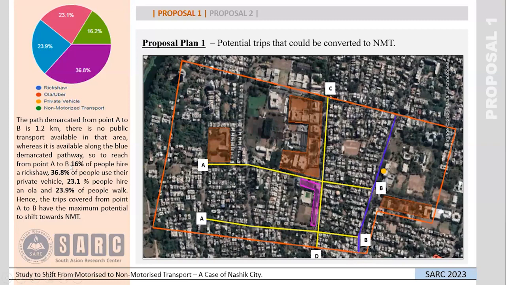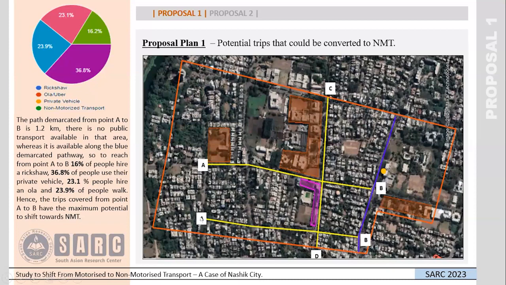According to the analysis done, 16% of the people hire a rickshaw for that, 36.8% of people use a private vehicle, 23.1% of people hire Ola, and 23.9% of people walk. So there is high potential in the highlighted area from A to B that people can use non-motorized transport from point A to B, instead of hiring public transport over here.